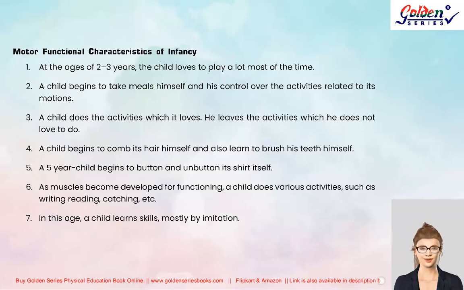4. A child begins to comb its hair himself and also learns to brush his teeth himself. 5. A 5-year-old child begins to button and unbutton its shirt itself. 6. As muscles become developed for functioning, a child does various activities such as writing, reading, catching, etc. 7. At this age, a child learns skills mostly by imitation.